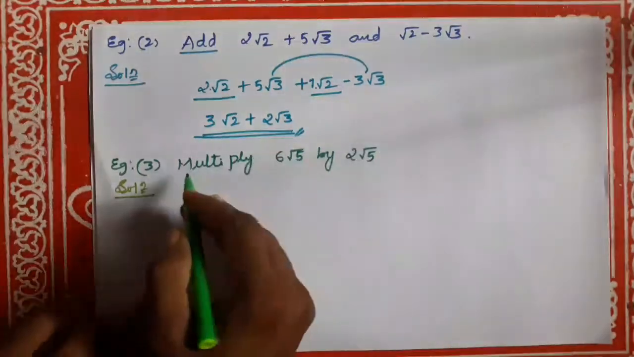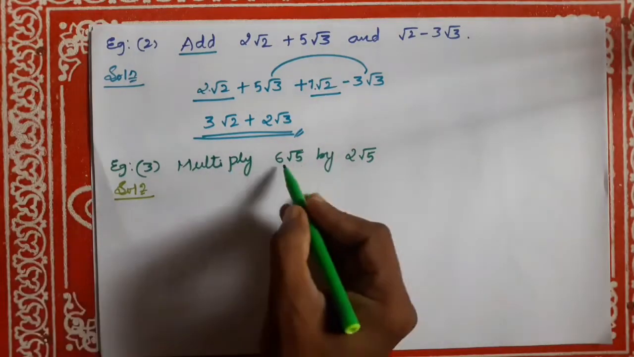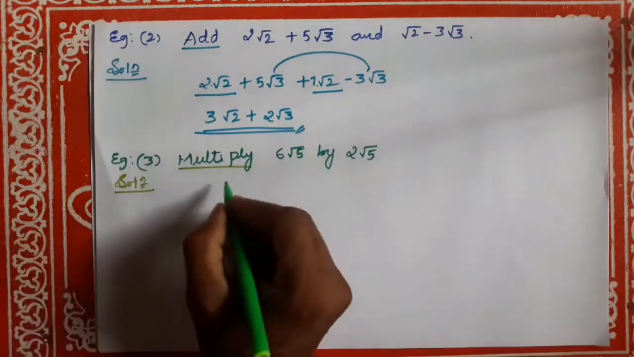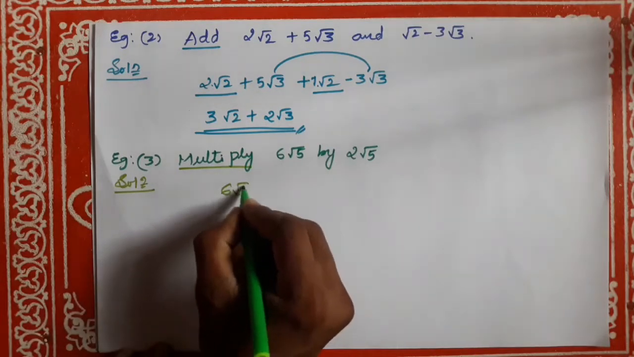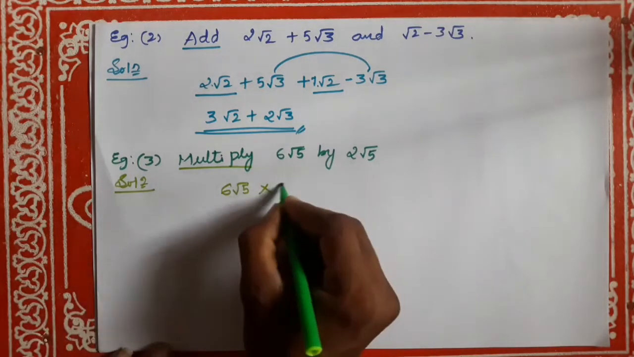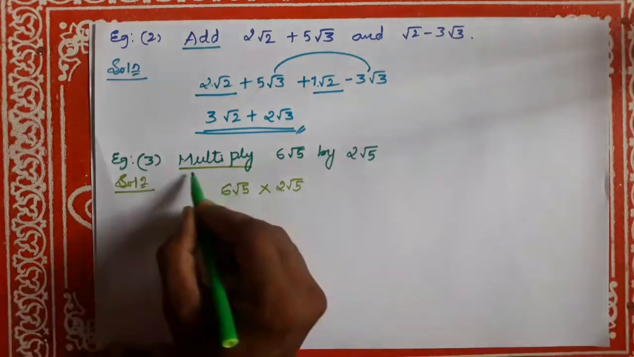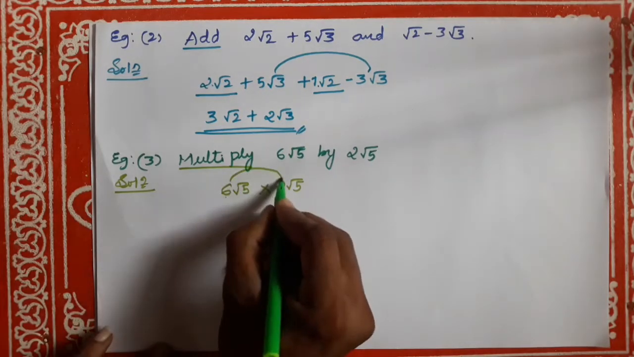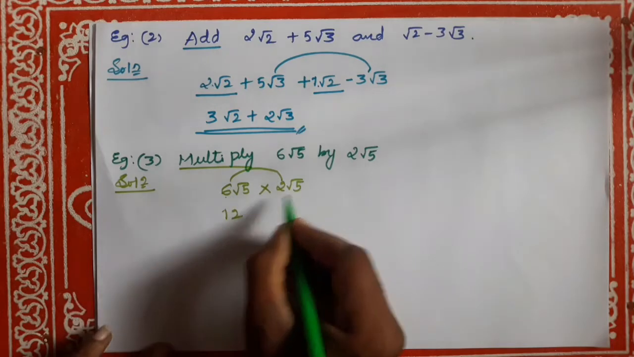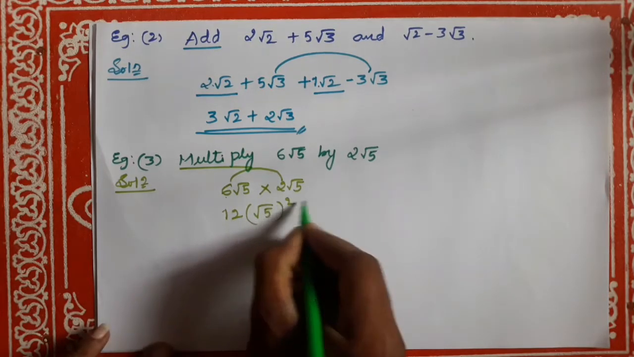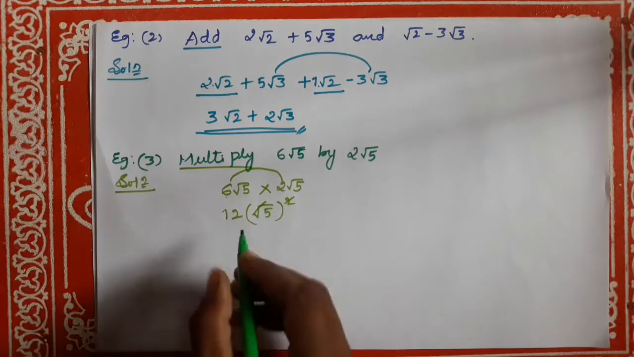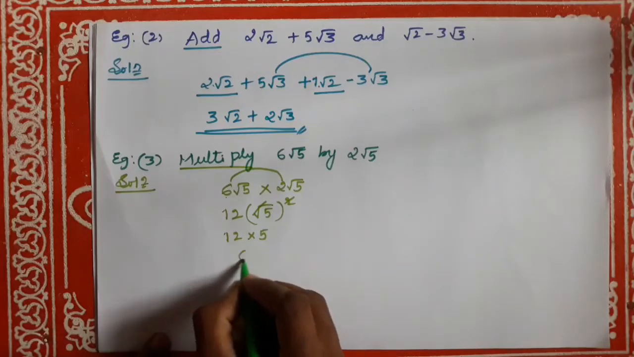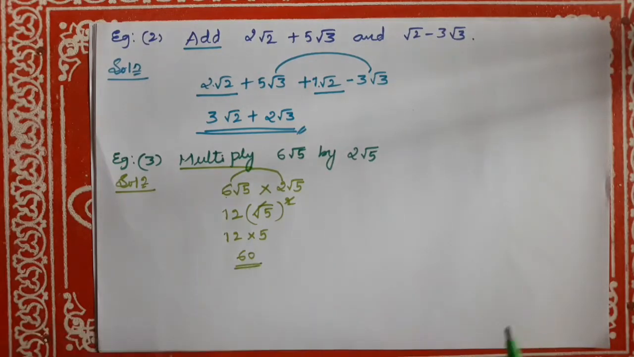Dear students, now the third example: multiply 6 root 5 by 2 root 5. Multiply is nothing but the into sign. See, 6 root 5 into 2 root 5. Here 6 twos are 12. Root 5 into root 5 is root 5 whole square, so the square root gets cancelled. Remaining is 12 into 5. 12 fives are 60. This is the answer.